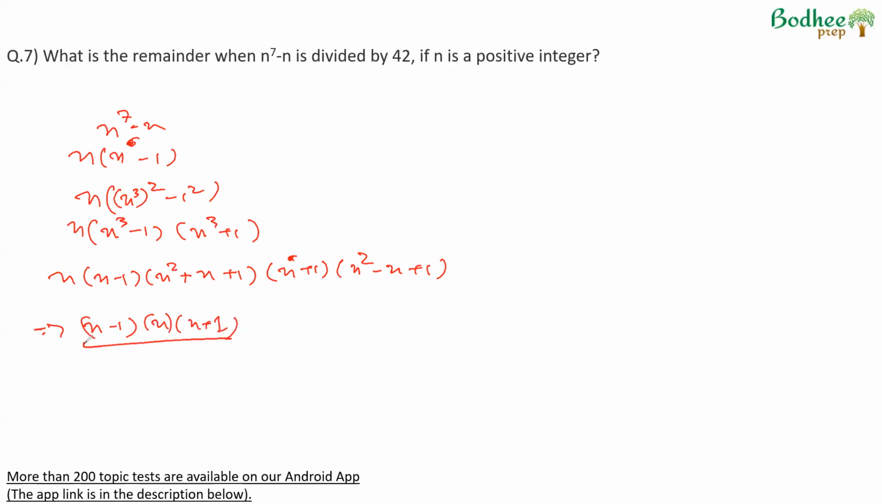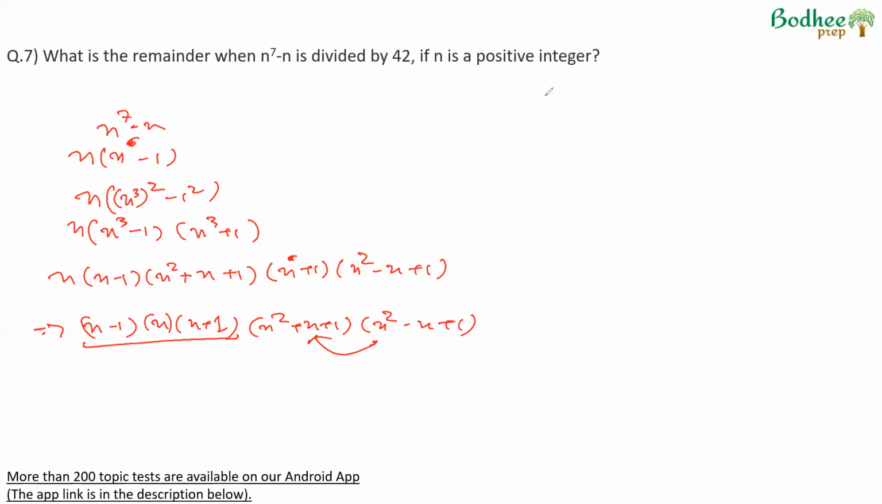These are three consecutive numbers, n minus 1, n, n plus 1, and then n square plus n plus 1 and n square minus n plus 1. Three consecutive numbers will always be a multiple of 6: 1, 2, 3, 2, 3, 4, 3, 4, 5, 4, 5, 6, and so on. And one of these will always be a multiple of 7.